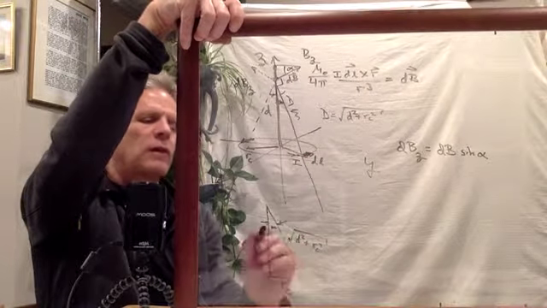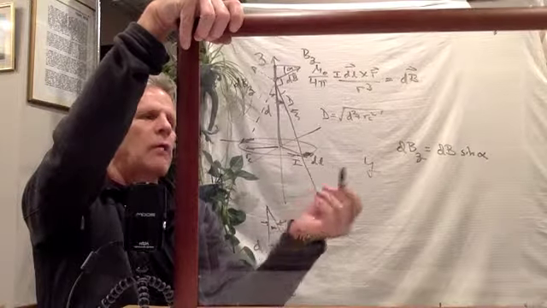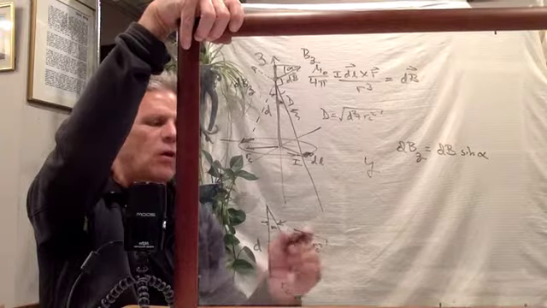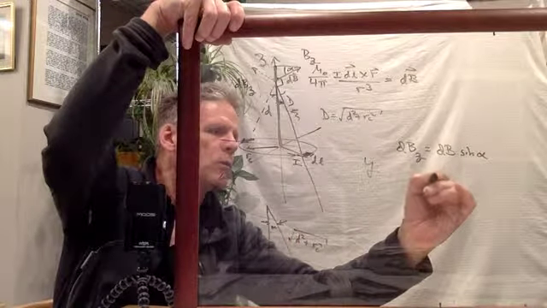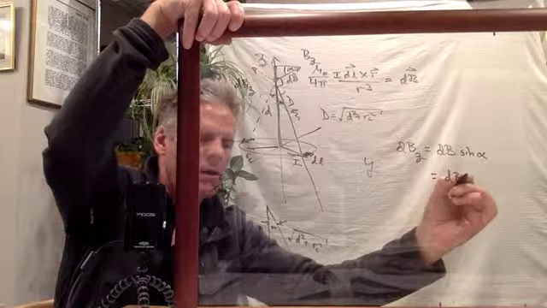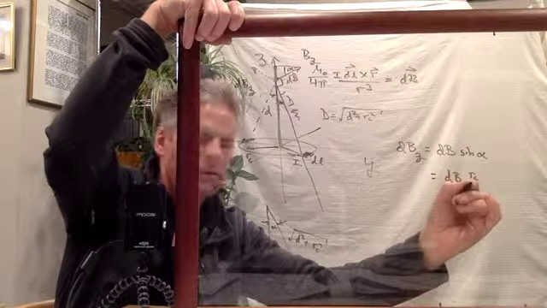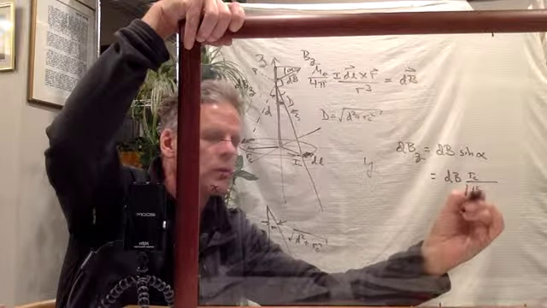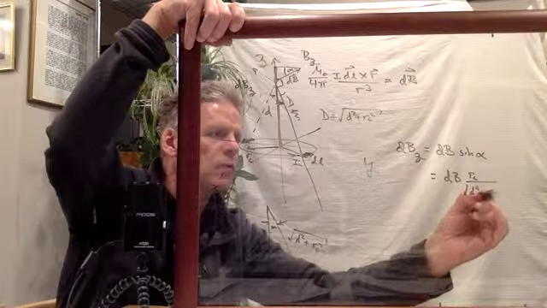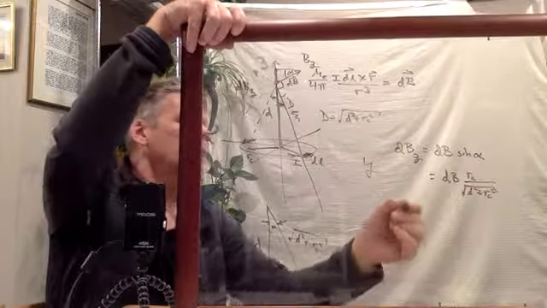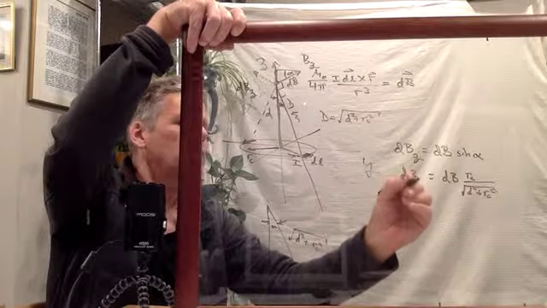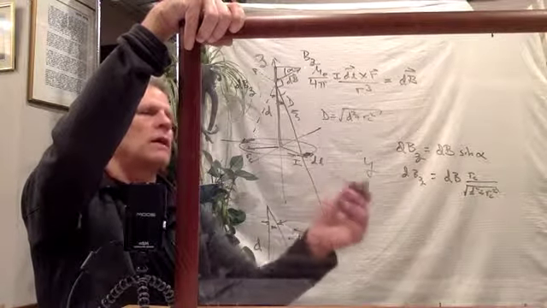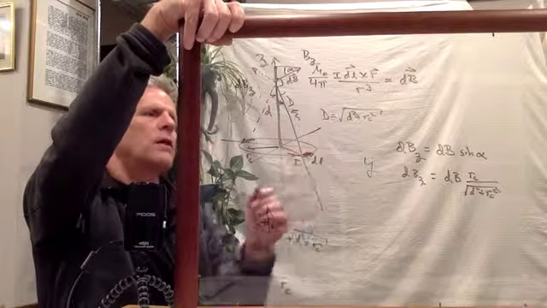The reason I'm going to do that is because I don't really want alpha. What I want is sine alpha, and if I do this, I can get it. It's just r sub c over this. So dB sub z is equal to dB times r sub c over the square root of d squared plus r sub c squared. Okay, so that's dB sub z, and now all I need to do is take this integral. Well, what is dB? We got that up here.